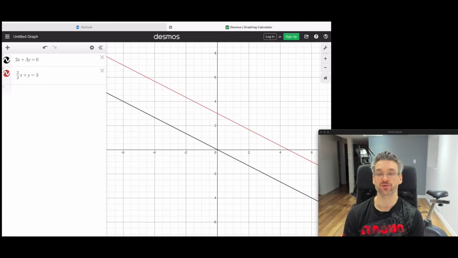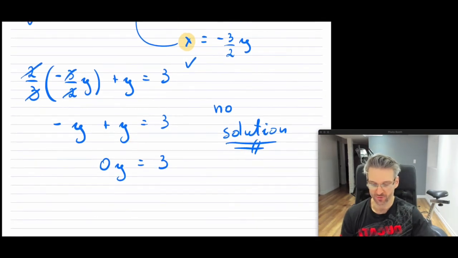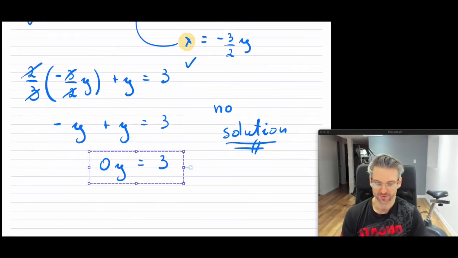And that's what's going to happen when you use the substitution method. You're going to run into a problem where, when you're solving towards the end, you're going to get something like this: 0, because negative y plus y is 0. So really, it's 0 equals 3, which is impossible. So there's no solution. Be mindful of that if that happens to you.